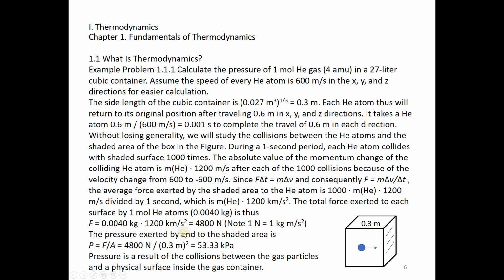Now we can calculate the pressure, because pressure is the force divided by the area. We have force on top, area on the bottom. We get 53 kilopascals. This is roughly 0.5 bar.